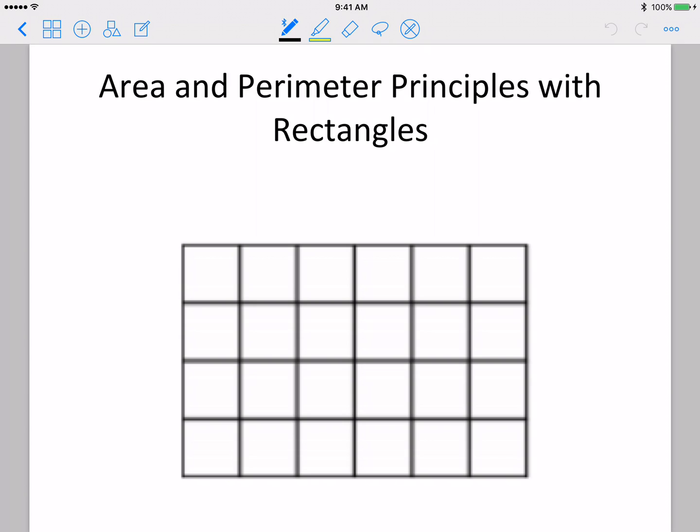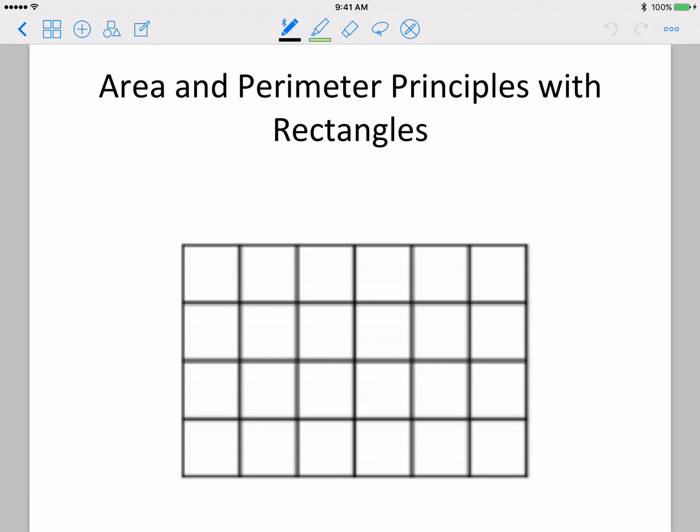We're going to be using squares and rectangles to find area and perimeter. So this rectangle is displayed in what we know as an array, which we use in multiplication. So it's pretty much the same thing. It's just a different way to represent area. With area, we know we need to find the area, we're going to look at the number of rows. Well, we're going to find the side lengths first. So let's find the side lengths.